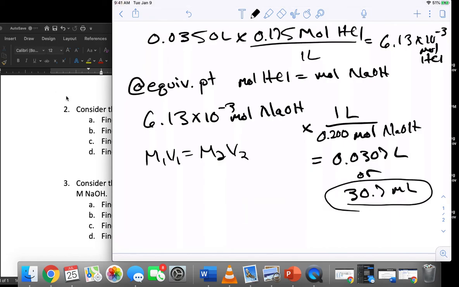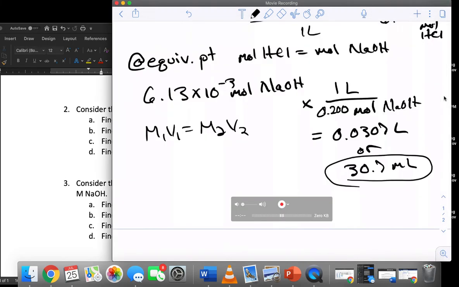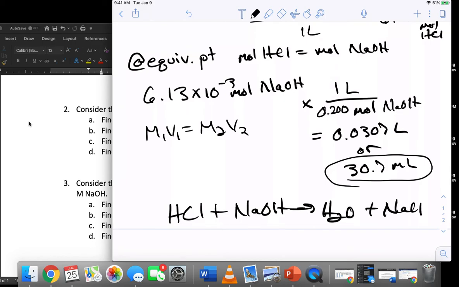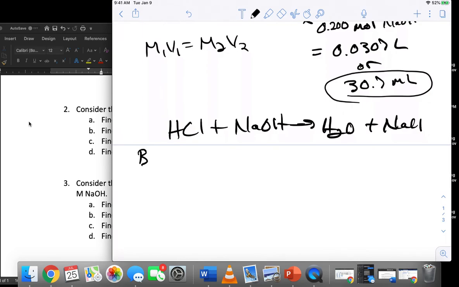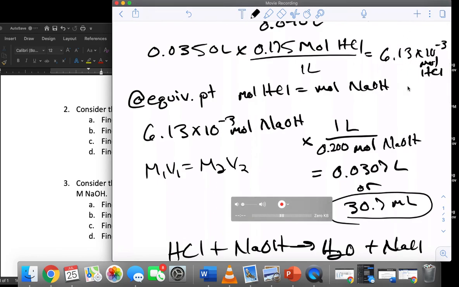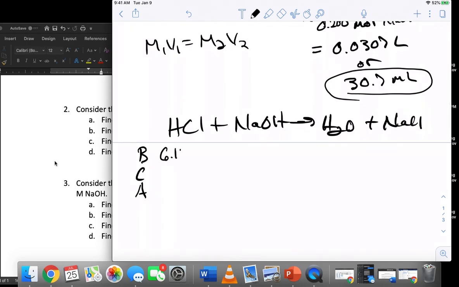So in this case, we're adding 10 milliliters of our base to our solution. And so I'm going to go ahead and set up my BCA table. I'm going to write my reaction. So my reaction in this case, I have HCl plus NaOH, making water and sodium chloride, right? And when I set up my BCA table, I want my moles of everything. And this is also why I liked figuring out above how many moles I was working with for my HCl, because that's my starting moles for HCl. I've already found that now for my BCA table. So 6.13 times 10 to the minus 3.